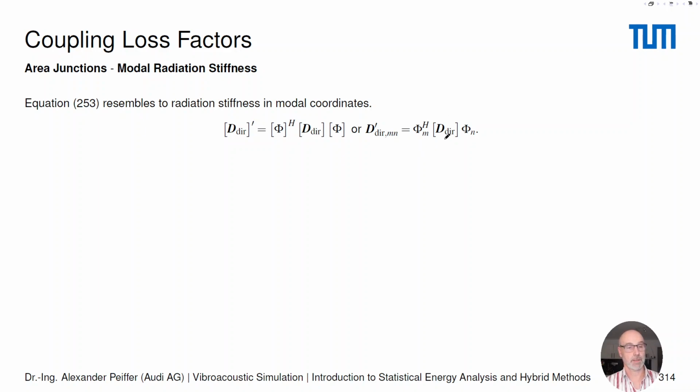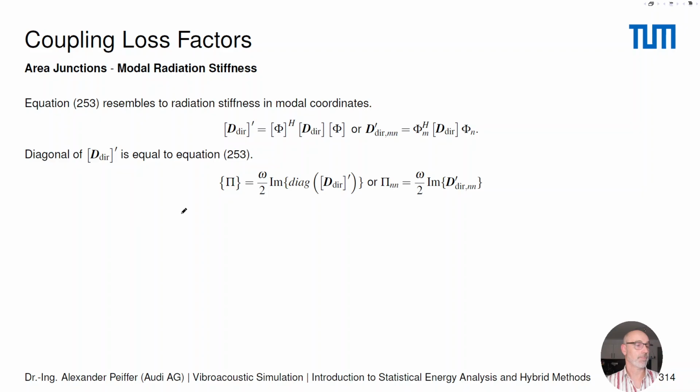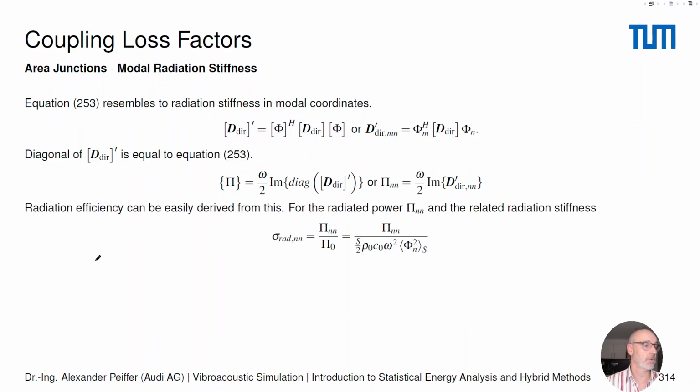That means radiation stiffness matrices, left and right multiplied for specific modes. And if it is off diagonal, it would be a different mode shape multiplication. So again, the diagonal is equal to the radiation stiffness, shape stiffness equation as described before.